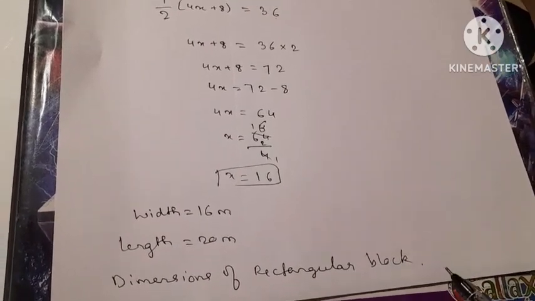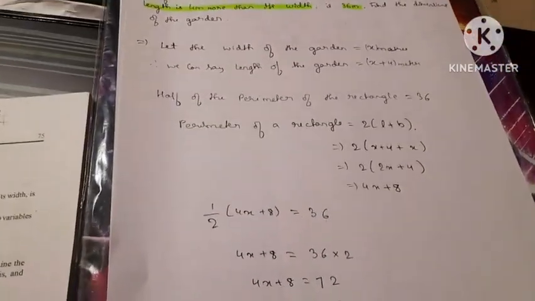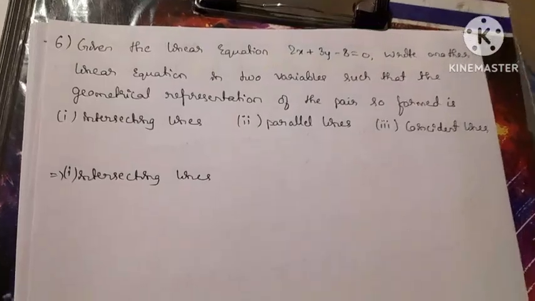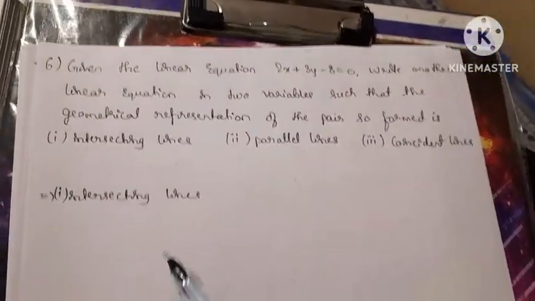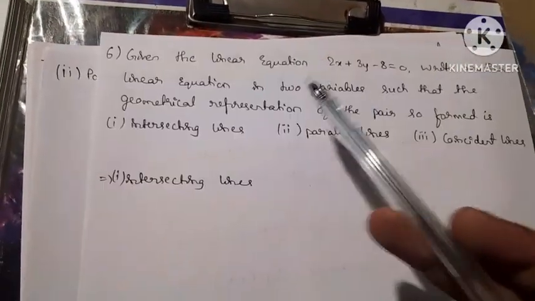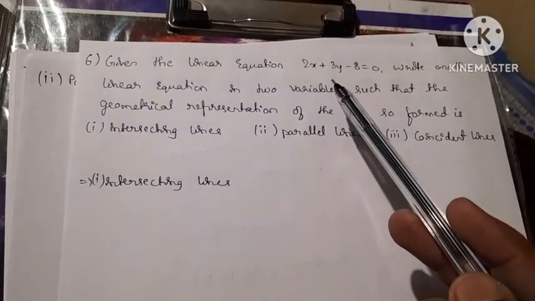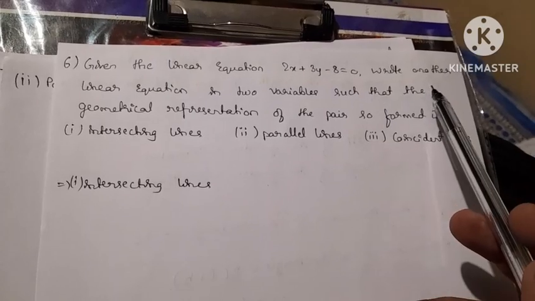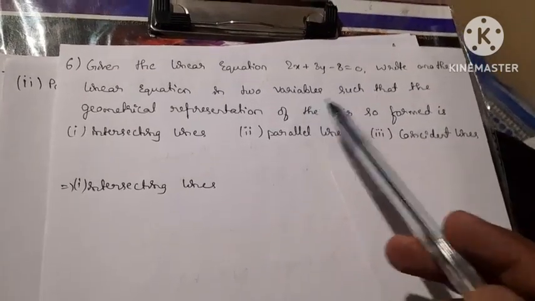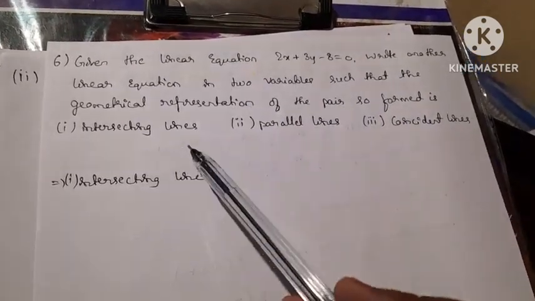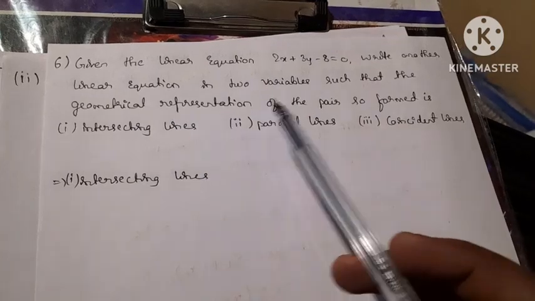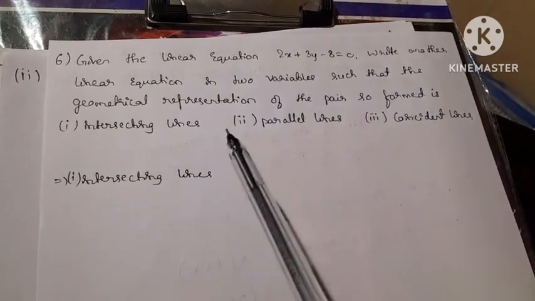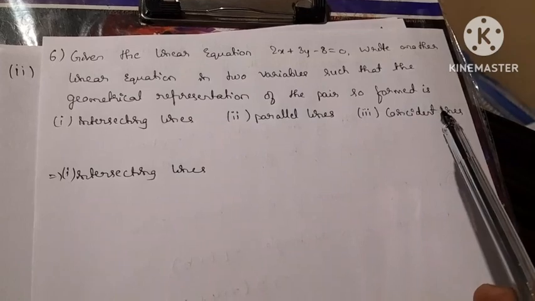As simple as that. Okay, so we'll move to question number 6 now. Moving on to question number 6, it states that given the linear equation 2x plus 3y minus 8 equals 0, we have to write one more equation in two variables, such that the geometrical representation of the pair so formed is intersecting lines, parallel lines and coincident lines.